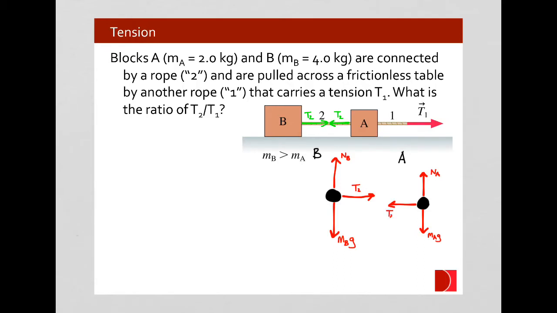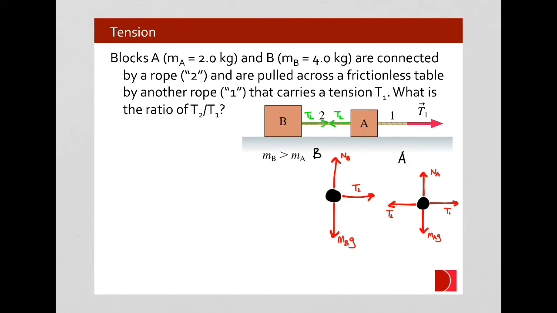These are acting as if they're equal and opposite forces. Technically, they're forces that are transmitted by the rope, but they act as if they're equal and opposite forces, and that's good enough for us. So they're equal in magnitude, opposite in direction. One is to the left, one is to the right. But block A also has another force applied to it. It has T1.